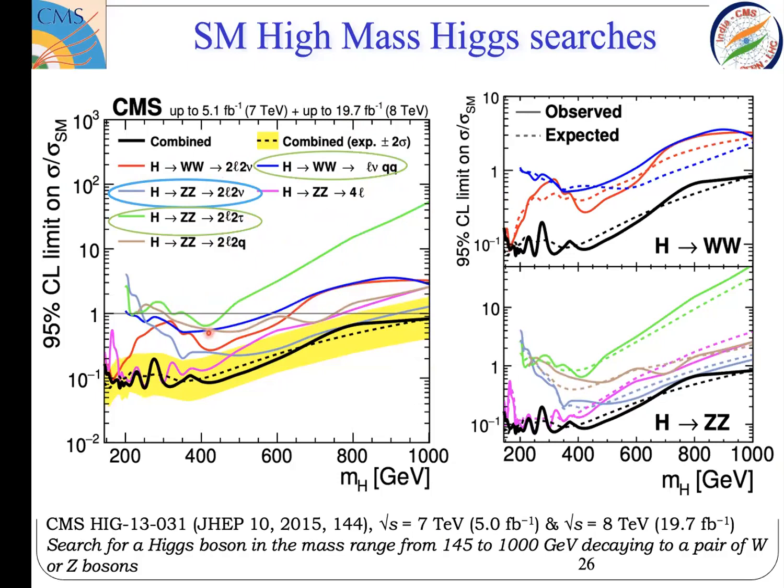So all of these went into the final combination, which allowed the CMS experiment to exclude the existence of this standard model Higgs boson in the entire high mass range. And the expected and the observed limits for the individual WW and the ZZ channels are shown on the right.